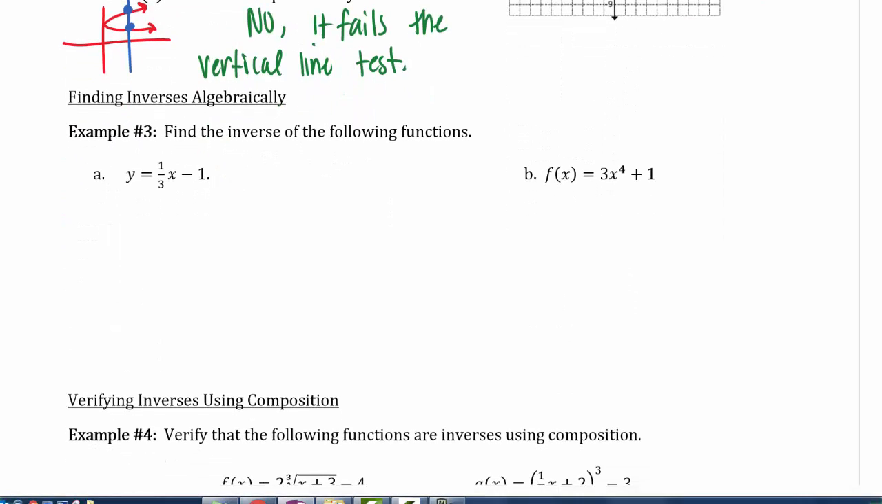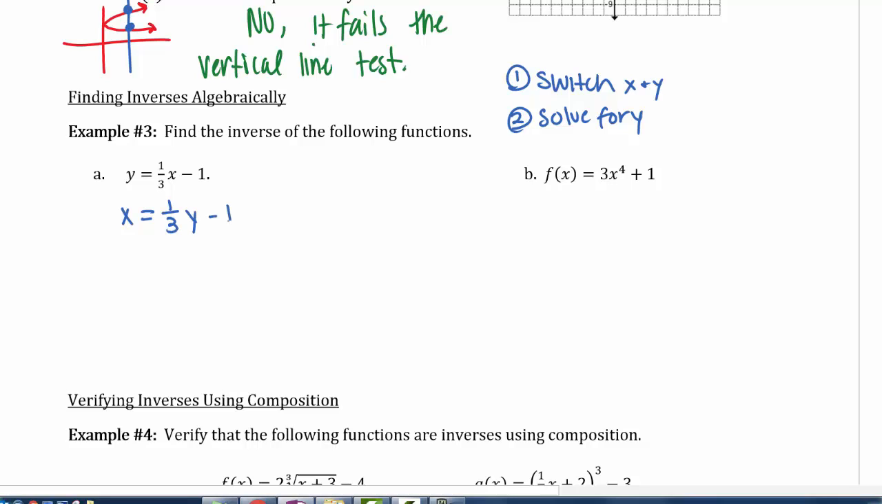So when we find the inverses algebraically, we need to 1, switch x and y, and 2, solve for y. Alright, just like we did in every example so far, we switched x and y, so I'm going to do that. So then I would have x equals 1/3 y minus 1. And then this is a simple linear equation that we have to know how to isolate y. So I have to add 1. So x plus 1 equals 1/3 y.